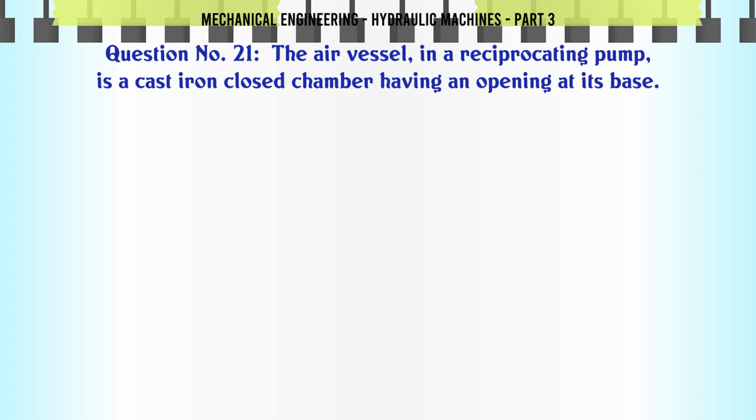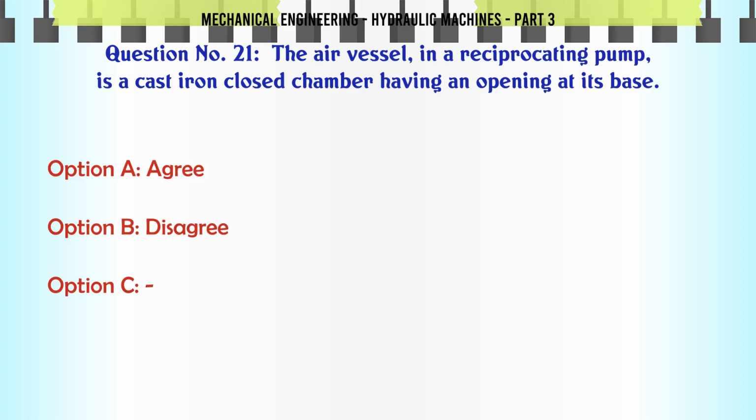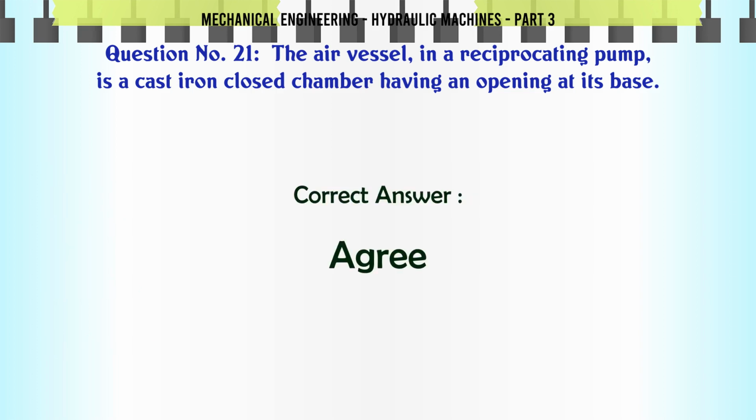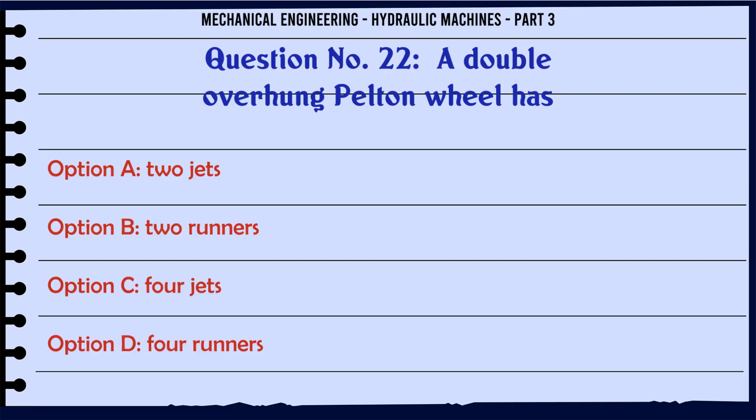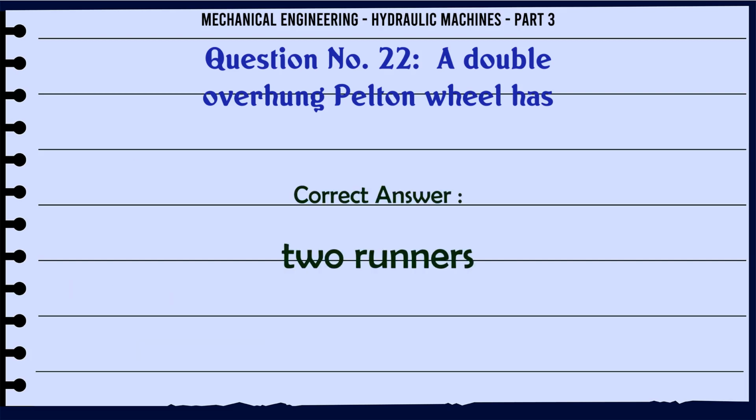The air vessel in a reciprocating pump is a cast iron closed chamber having an opening at its base. A. Agree. B. Disagree. The correct answer is agree. A double overhung Pelton wheel has: A. 2 jets. B. 2 runners. C. 4 jets. D. 4 runners. The correct answer is 2 runners.